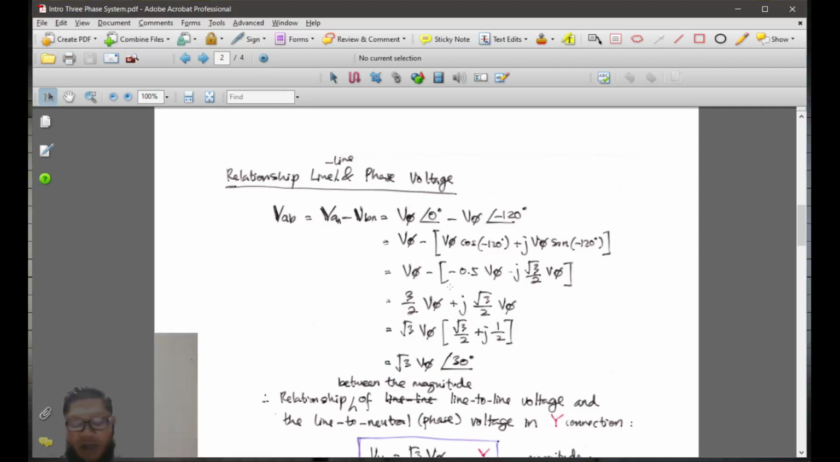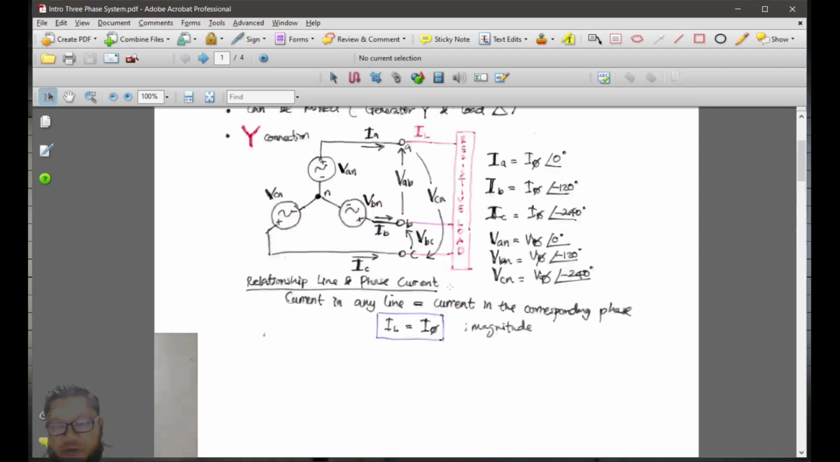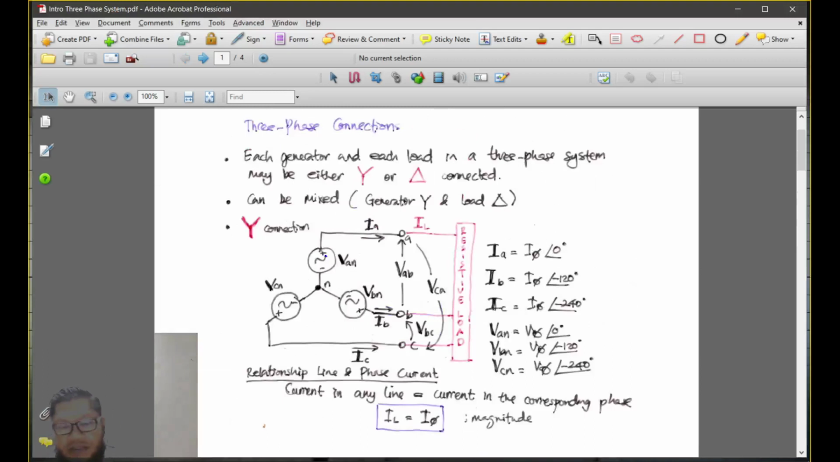Okay, so for Y connection, there's no issue on the current because line current will always equal phase current. However, for your line to line voltage, you need to mention V line to line. Do not write only V line. This is not appropriate. When you write V line to line, that means line A to line B. So that has to be properly addressed.